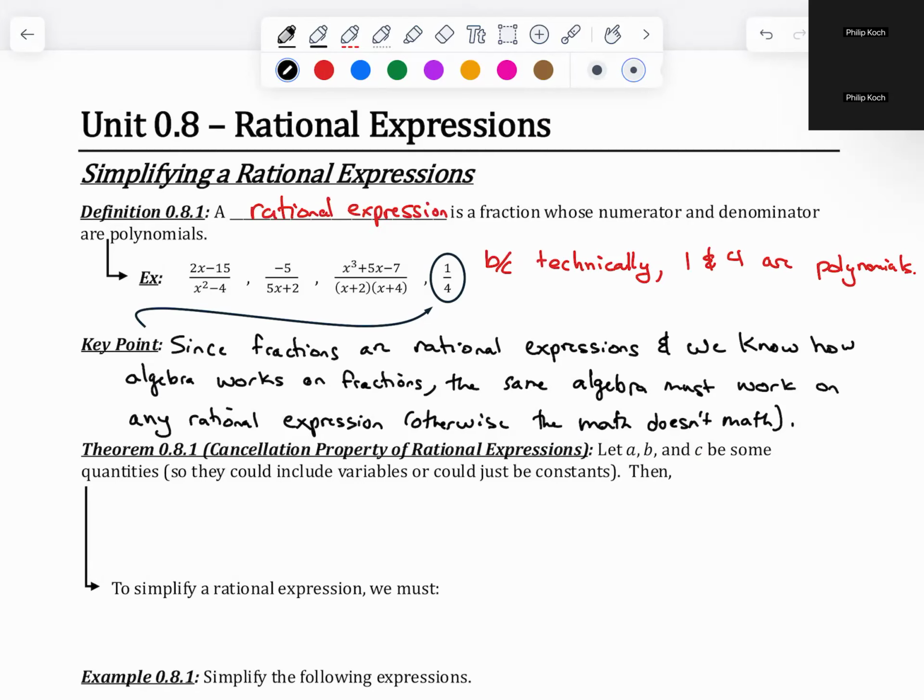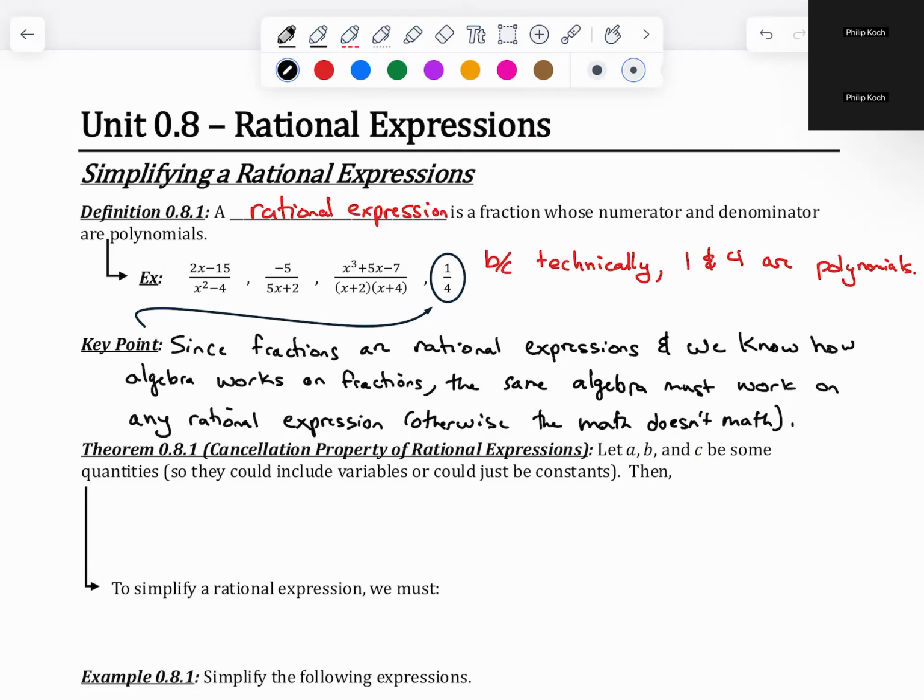And so the point being is, since fractions are rational expressions, and we know that stuff, the same algebra practices must also work on any rational expression. Otherwise, the math wouldn't be mathing. We can't have it magically work in one case, but not work in the others. So we already had this. I said it for the cancellation property for fractions originally, but it's also for rational expressions.